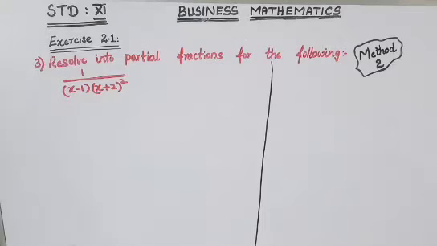Class 11th, Business Mathematics, Exercise 2.1. Third question: resolve into partial fractions the following, 1 divided by (x minus 1) into (x plus 2) the whole square.